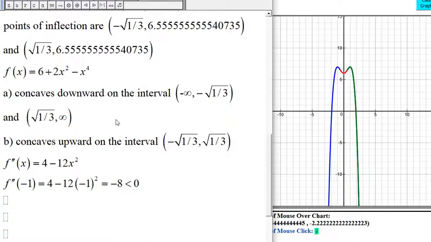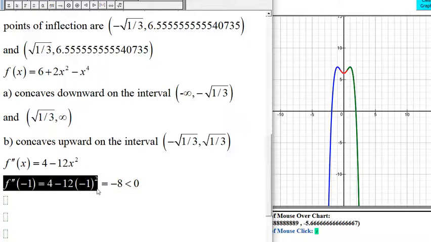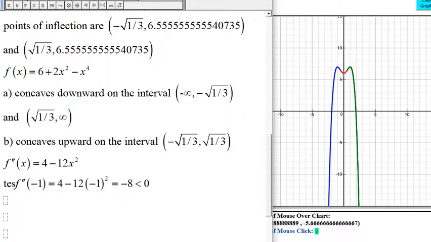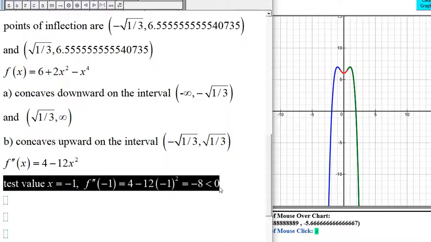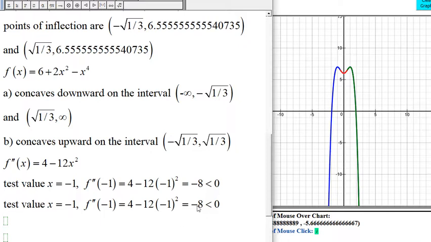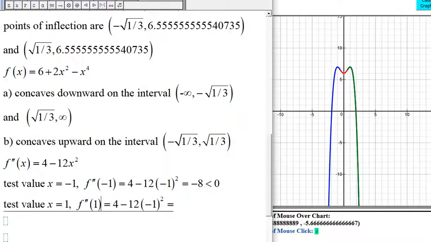And then let's pick one from the green interval, which is this one. And so let's pick 1. So let's put right here, test value x equal to -1. And now let's pick 1. So we'll pick 1 from this interval. Then we get f of 1. This is going to be the same thing. This will be -8, which is less than 0.